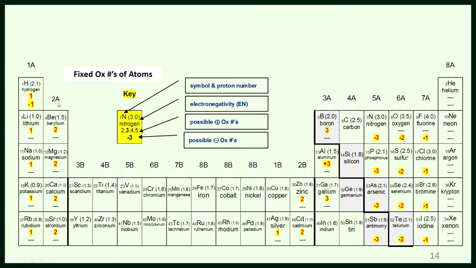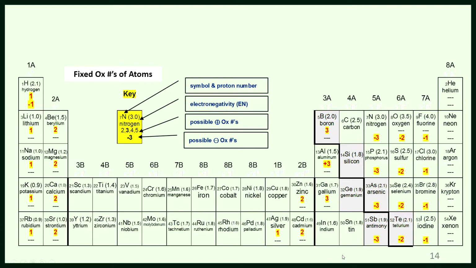The group 2A metals typically lose 2 electrons, no exceptions. Therefore, they form +2 cations and are +2 in their oxidation states. Recall also zinc and cadmium in group 2B are always +2. In group 3A, boron, aluminum, and gallium, always +3 oxidation state.